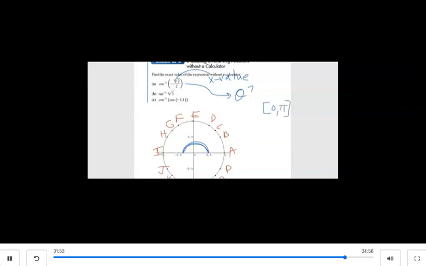Okay, so let's see here. Negative radical 2 over 2. Well, it's not negative 1/2. It must be the next one over, negative radical 2 over 2. And if I'm only allowed to give you an answer in the top half of the circle, it would be there, letter G. What is the angle measurement for letter G? Well, we know that: 3 pi over 4.